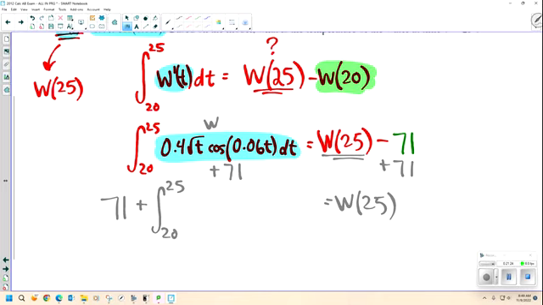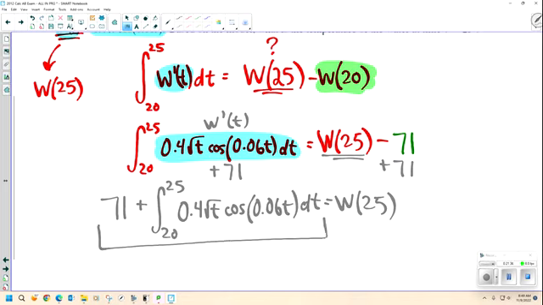I could write W prime of t here if I want, but let's write what we're going to put in the calculator. That would make me feel a little bit more cozy. I'm literally going to put this in the calculator and hit enter.